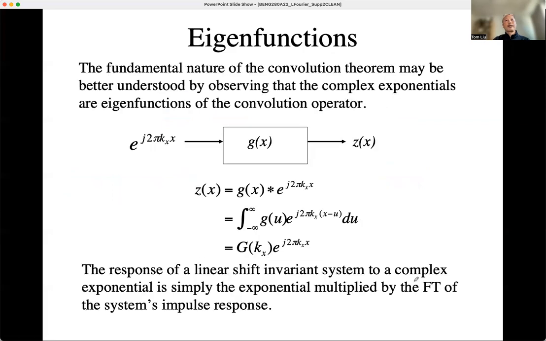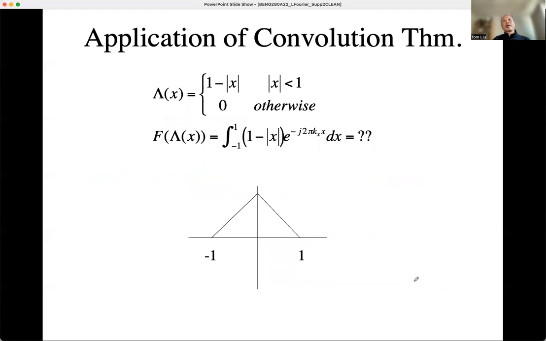We can skip that for now. This is something you could read on your own. It's just giving more background on this. Let's do an application of the convolution theorem, and I think we'll end hopefully on time.